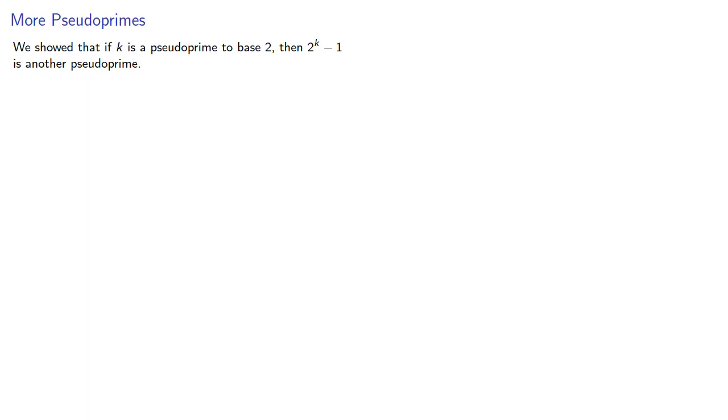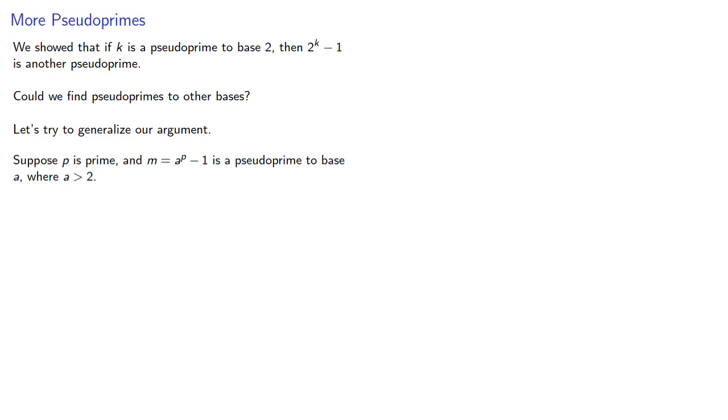Now, we showed that if k is a pseudoprime to base 2, then 2 to the k minus 1 is another pseudoprime. Could we find pseudoprimes to other bases? Well, let's try to generalize our argument. Suppose p is prime, because we should always start with primes, and a to p minus 1 is a pseudoprime to base a, where a is greater than 2.